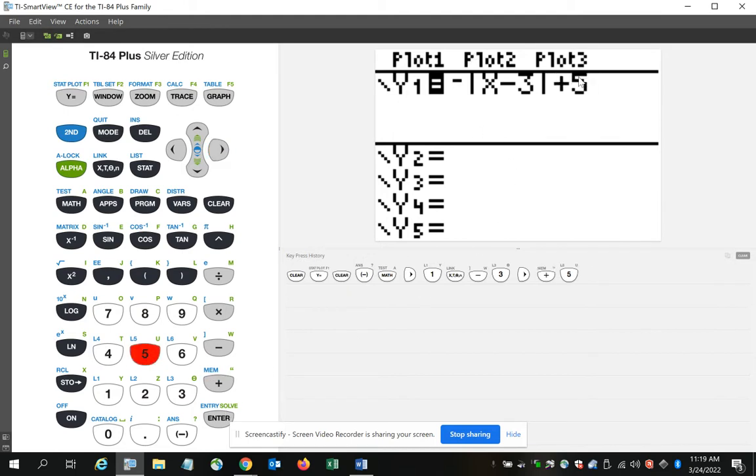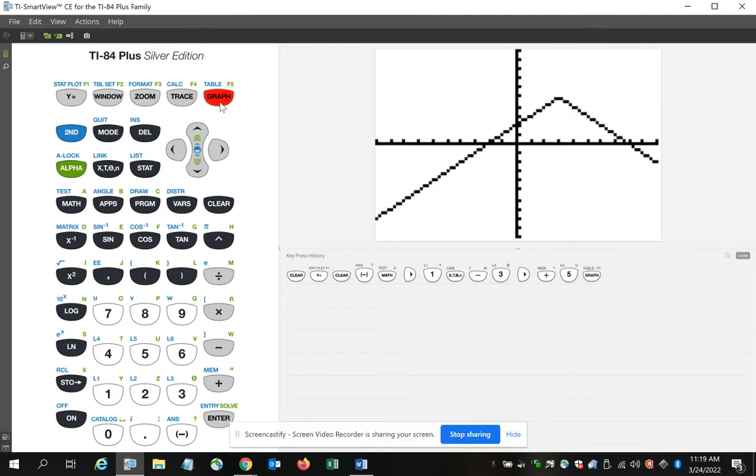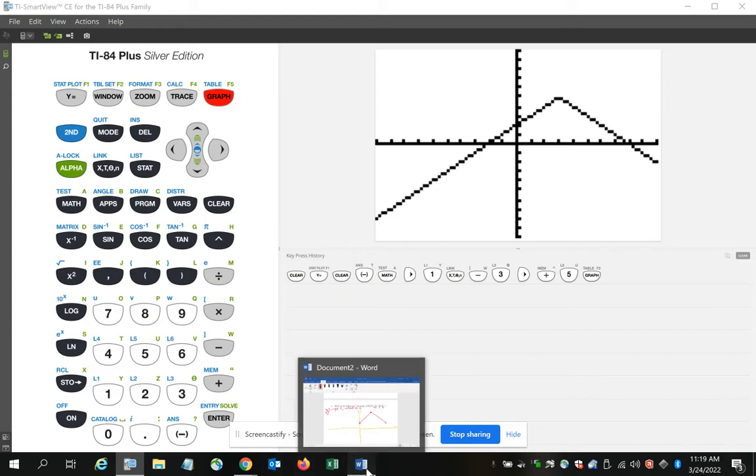So that it basically looks exactly like what we have on our paper. And then I'm going to tell it to graph. And again, it gives you that visual that you can then go and match up.